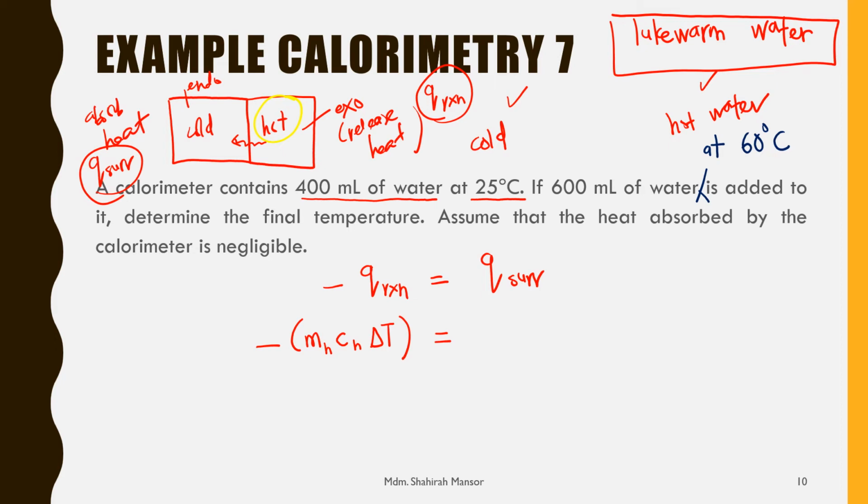okay, the Q surrounding dekat sini adalah cold water. So, this will be M cold water, specific heat capacity cold water dan juga darab dengan delta T. Cuma the question now is, adakah delta T untuk reaction sama dengan delta T untuk surrounding? Okay, tengok daripada ayat sini. Untuk cold water, 25 degrees Celsius adalah its initial temperature. This is for cold water. Okay, tetapi untuk hot water, 60 degrees Celsius ini adalah dia punya initial temperature.